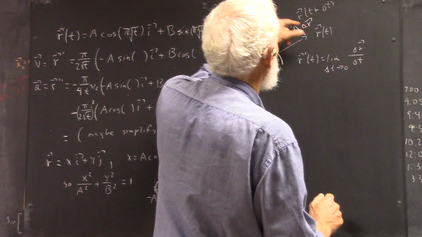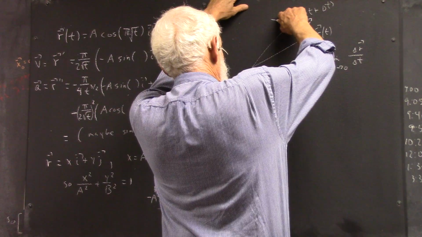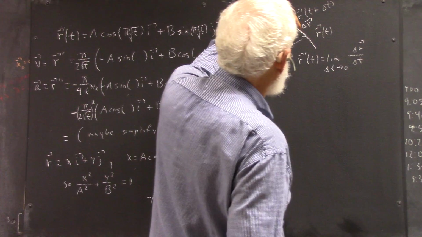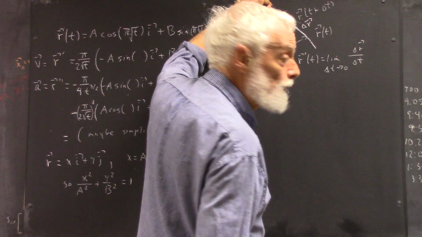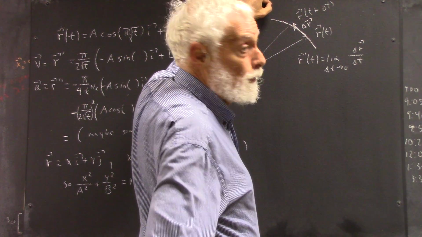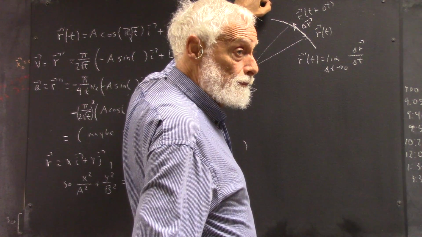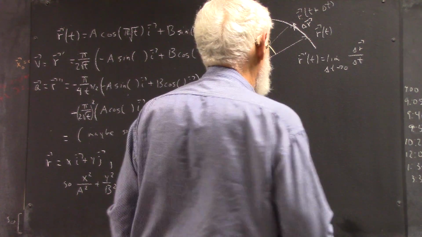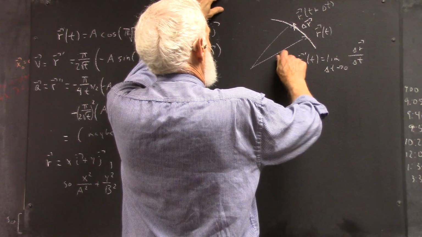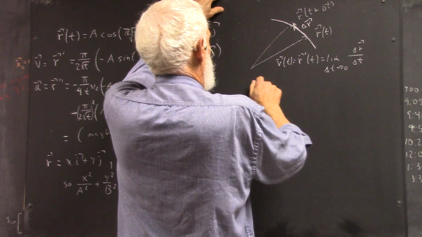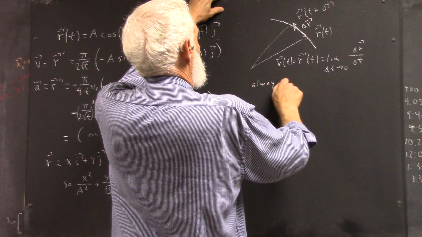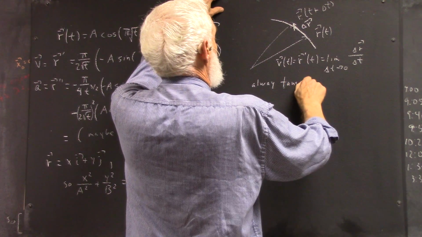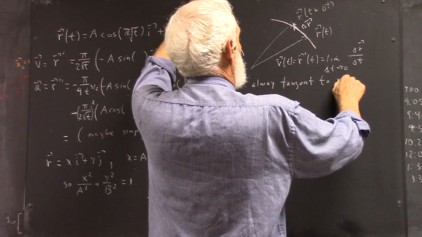But here's your delta r, and maybe here is your path, okay? Delta r is already pretty close to the path, but it looks like maybe it's diverging a little because the path is curved the way I've drawn it. But in the limit, the delta r becomes parallel to the path. So that's your v of t is always parallel, well, tangent to the path.